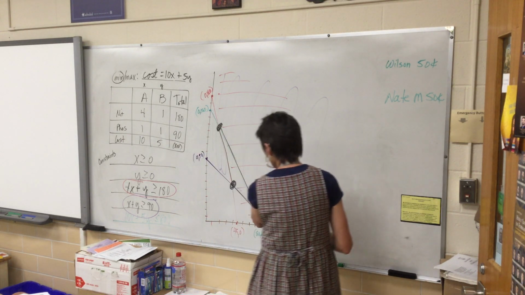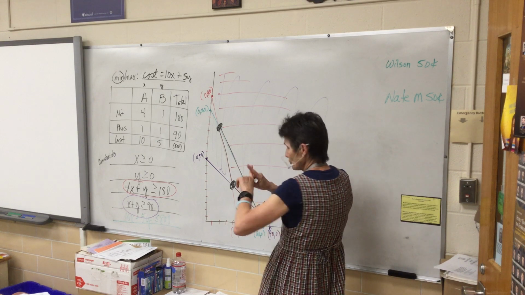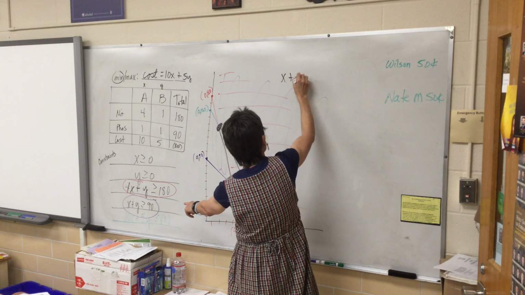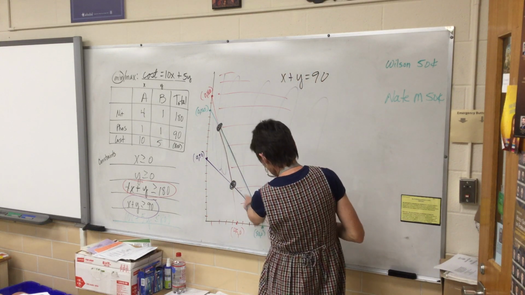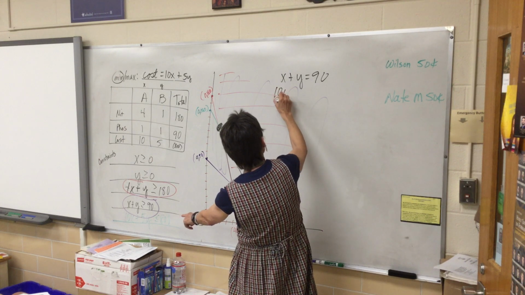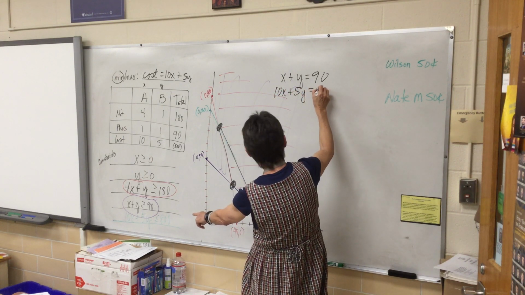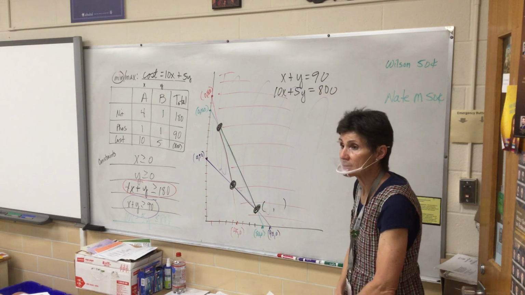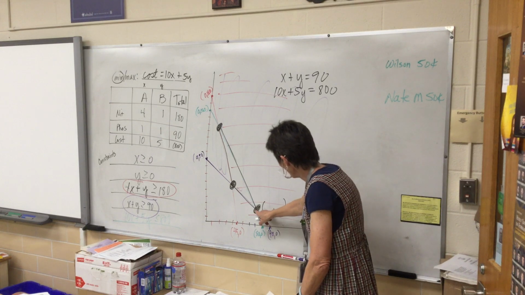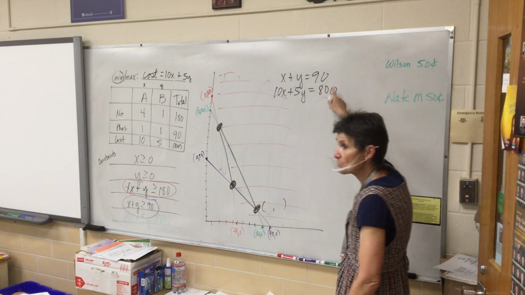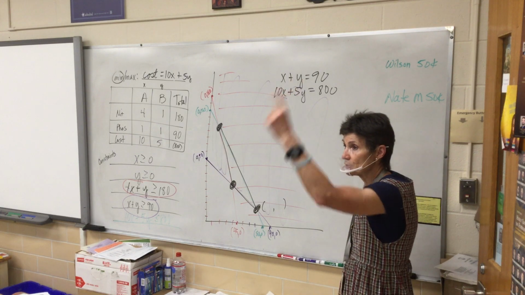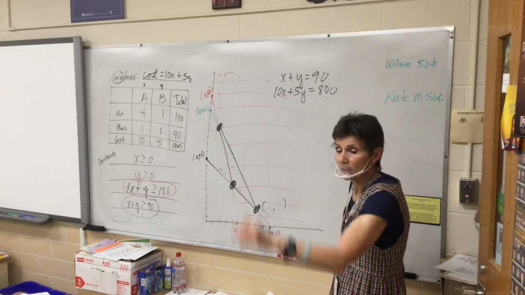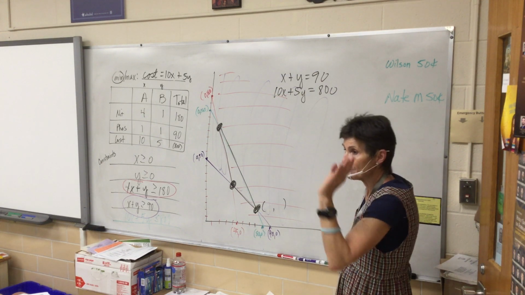This point right here, I'll just start with this one, is the intersection of my purple line and my green line, and I want to know where they cross. How do I figure out where purple and green cross? What do I have to do? Substitute, eliminate, Cramer's rule, inverse method, type it in on your calculator, whatever. That's how you figure it out.